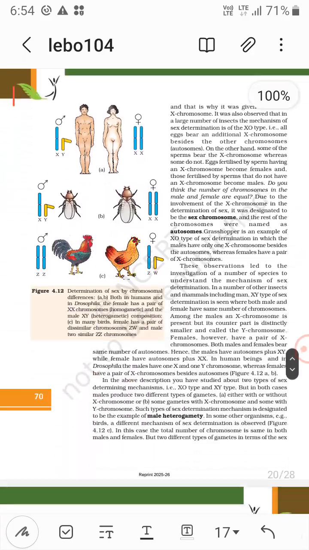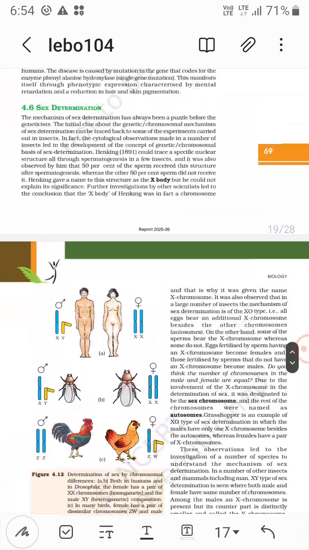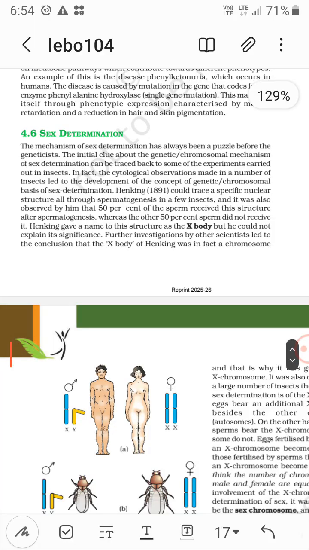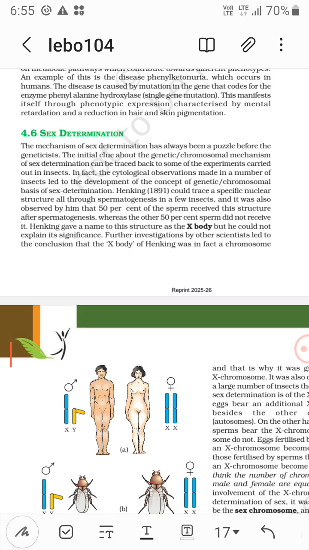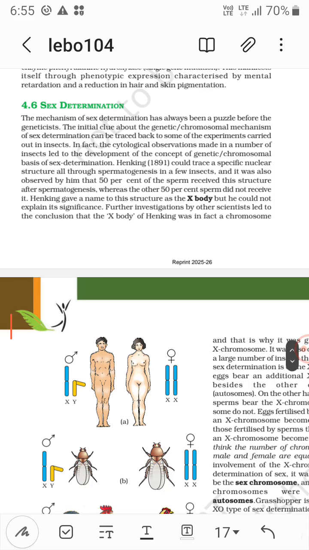Now we are going to sex determination, right? The mechanism of sex determination has always been of interest. Coming to the point, Henking in 1891 could trace a specific nuclear structure all through spermatogenesis in a few insects. He observed that 50% of the sperm received this structure after spermatogenesis, while the other 50% did not. Henking gave a name to the structure, the X body, but he could not explain its significance.